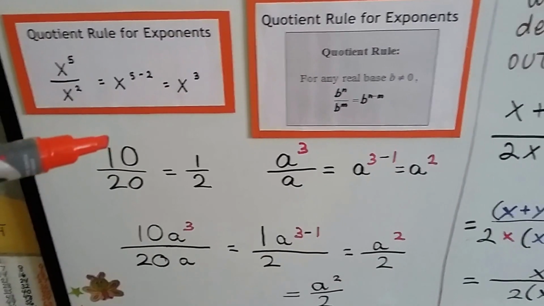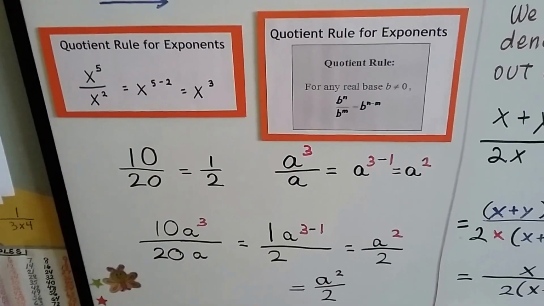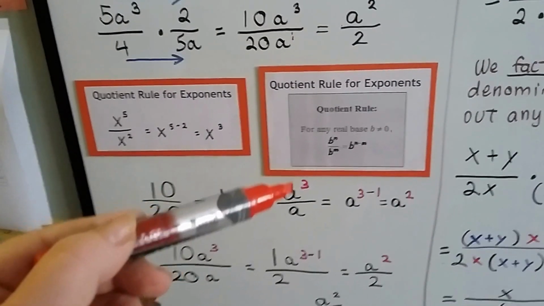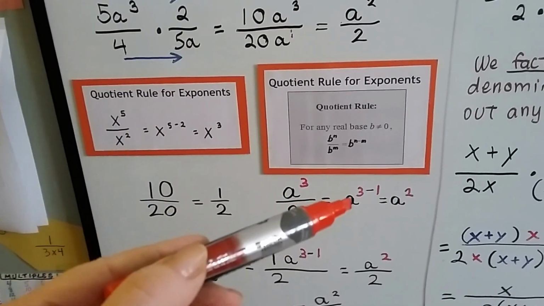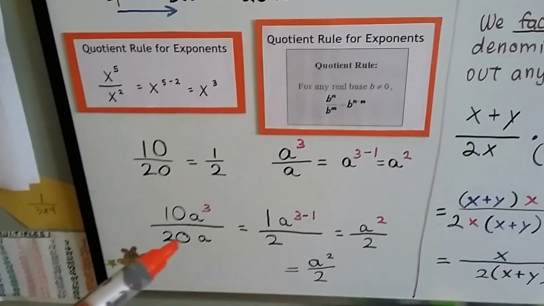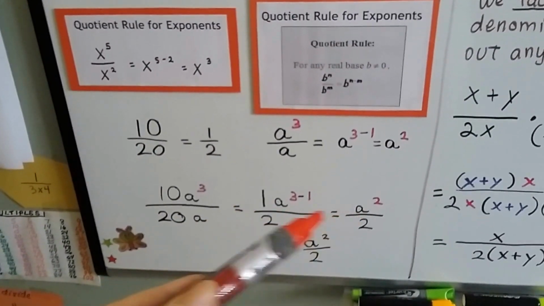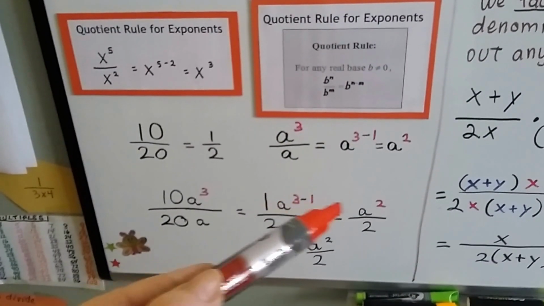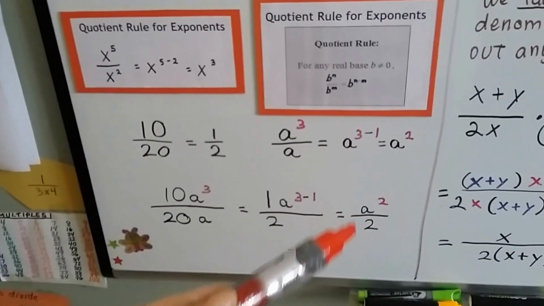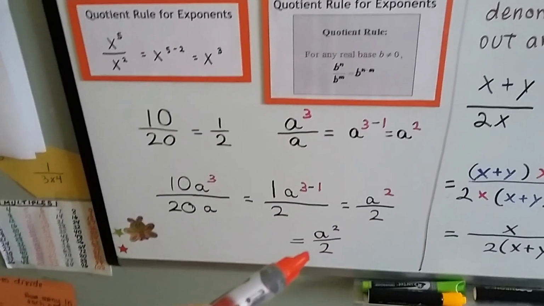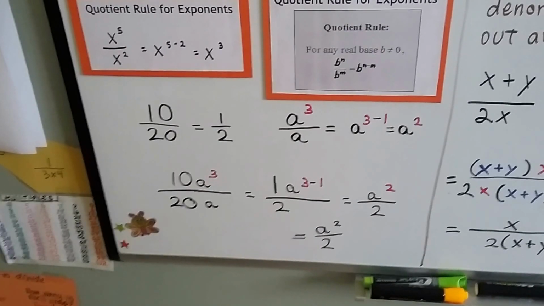So all we did was 10 over 20 becomes the half, and this a to the third power over a is a to the 3 minus 1, which gives us our a squared, because we don't write that invisible 1, do we? We don't write that 1 coefficient, and it's over the 2. So when we simplify it, we get a squared over 2.